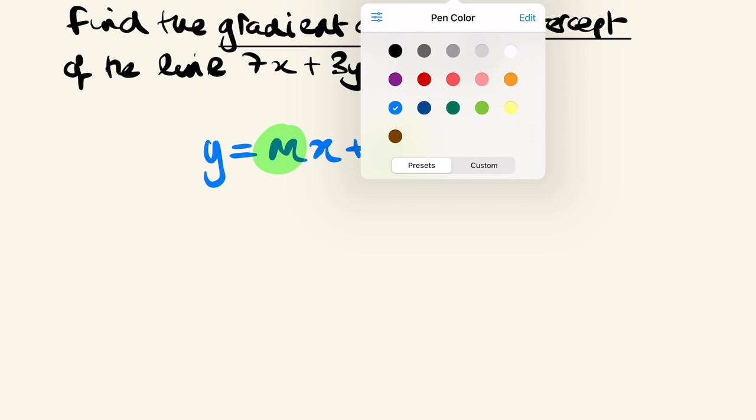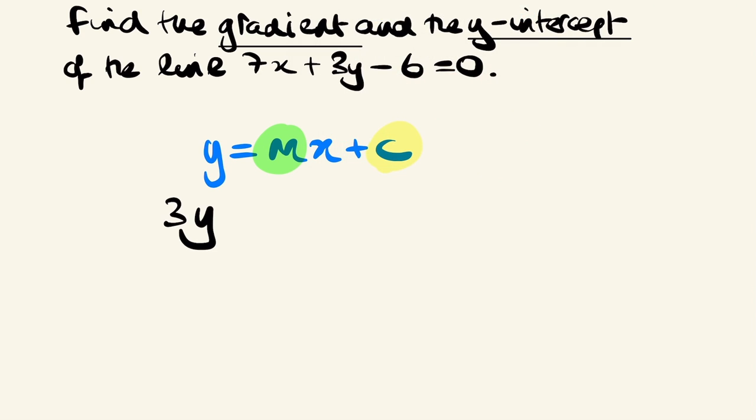So if we leave the 3y on the left-hand side of the equal sign, that's the 3y here, and we move everything else across to the right-hand side, then we'll get closer to this form. So if we take away 7x from both sides, then the 7x will disappear from the left-hand side but turn up as minus 7x on the right-hand side. And then if we add 6 to both sides, it'll disappear from the left-hand side and turn up on the right-hand side as a positive 6.